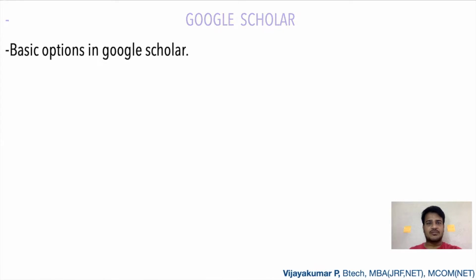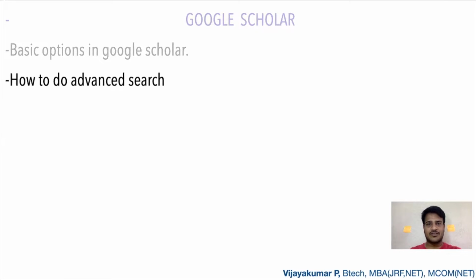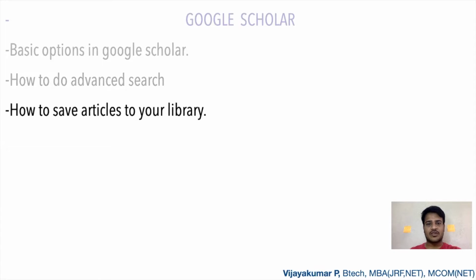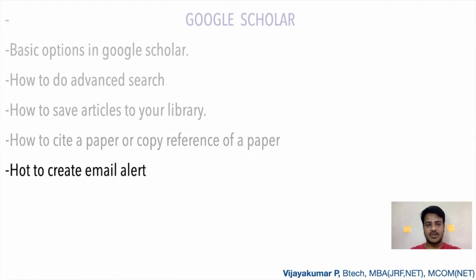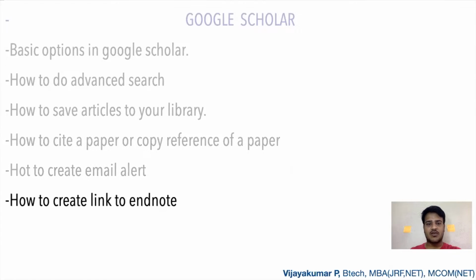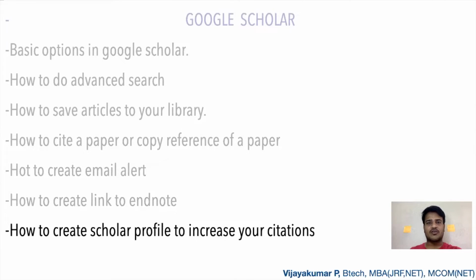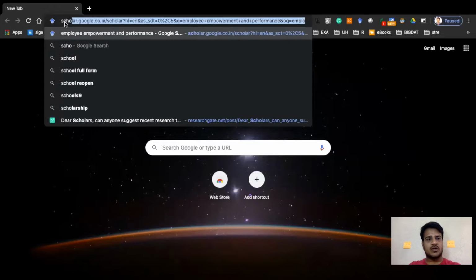First of all, I will show you the content which I am going to discuss in this video. Basic options in Google Scholar, how to do advanced research, how to save articles to your library, how to cite a paper or reference, how to create email alert, how to create link into EndNote, and how to create Google Scholar profile to increase your citations.